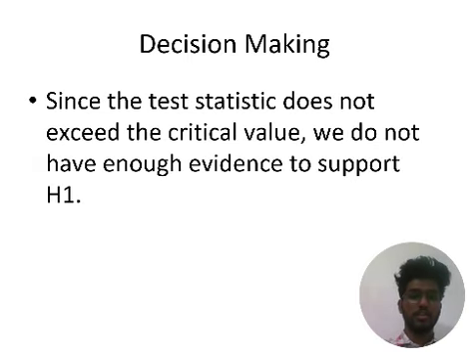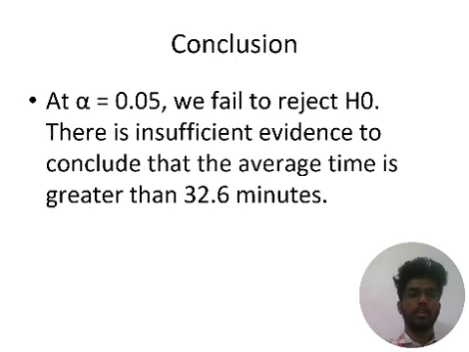And decision making. Since the test statistic does not exceed the critical value, we do not have enough evidence to support H1. That means the test statistic is not greater than the critical value. That's why we cannot have evidence to support H1, and that's why we take this decision. This is the above problem statement and the solution.